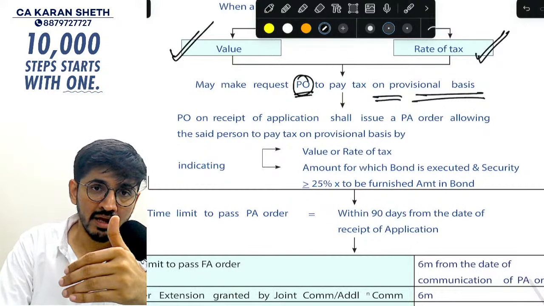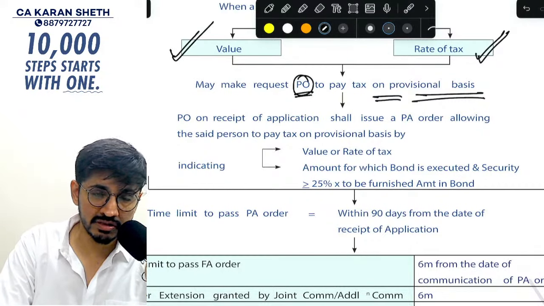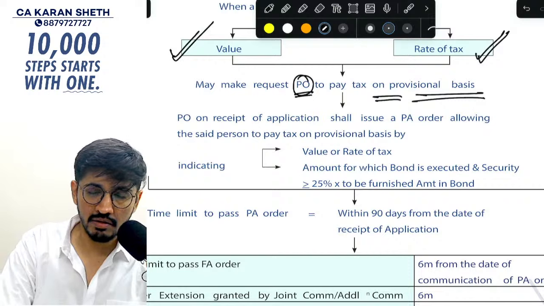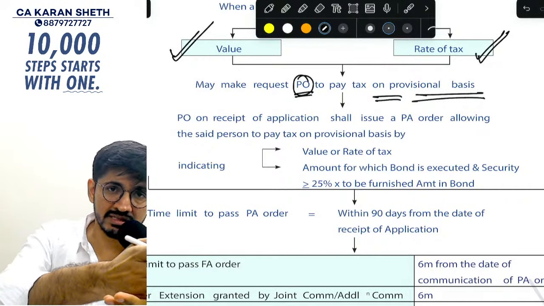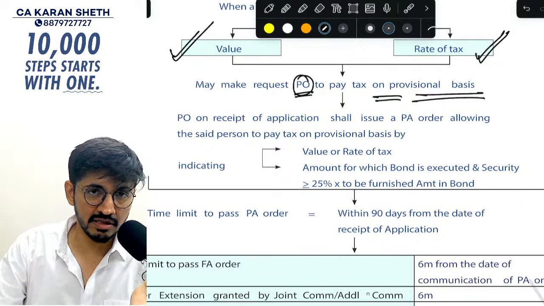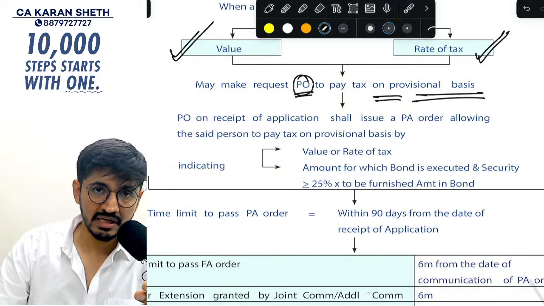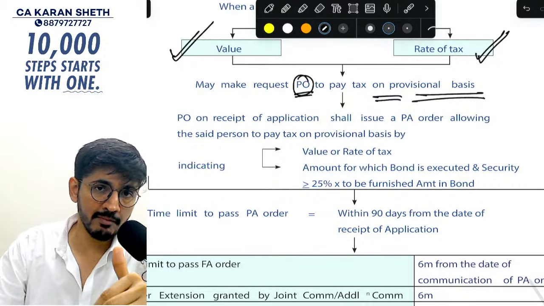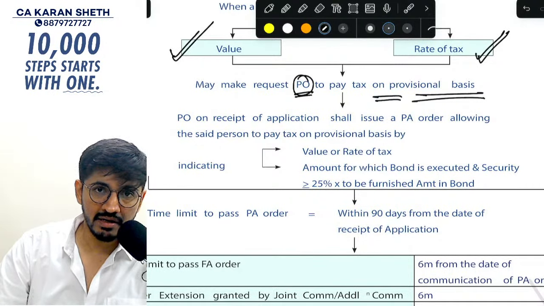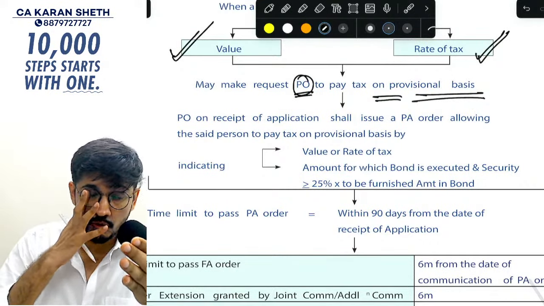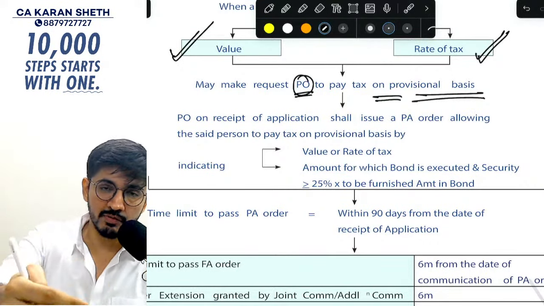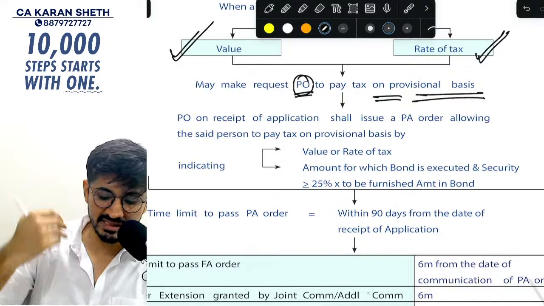Let's say for example your final assessment is higher than provisional assessment, then you will have to pay tax with interest, and if it is lower, then you will get the amount refunded, with interest in case interest is applicable. So while you have to pay 18%, while you have to receive, you will receive it at 6%.